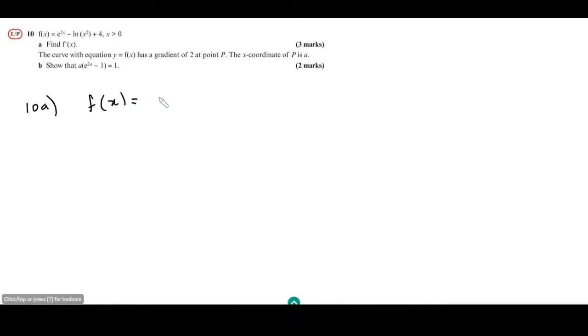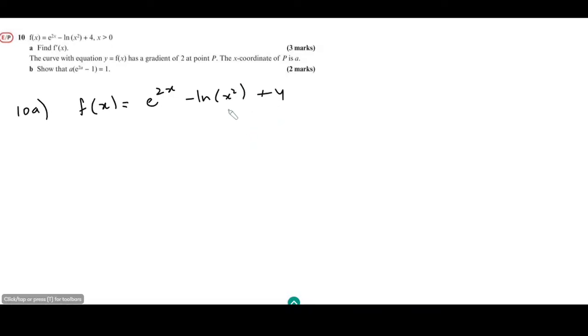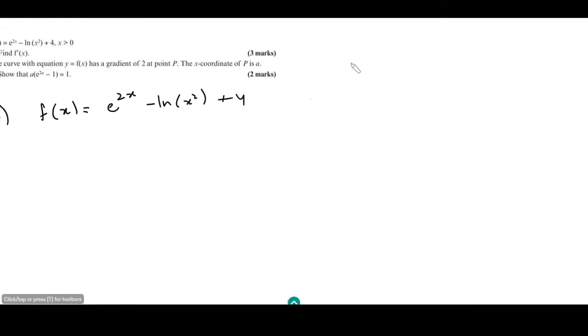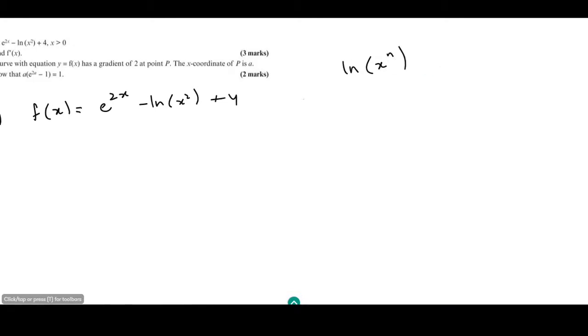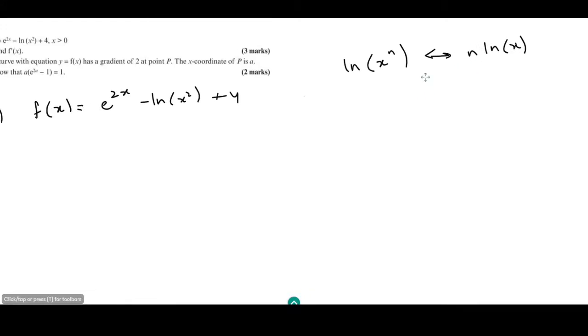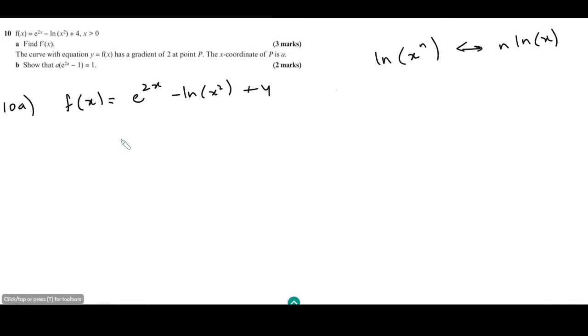If f of x is this quantity here, you currently don't know how to differentiate ln of x squared. You will see this using the chain rule later on. But for our example, we can manipulate this a little bit. Like I mentioned in the previous question, your log rules state that if you have ln of x to the power of n, you can bring out the power. So we have n times ln of x, and this works both ways. If you have n times ln of x, you can bring in the power. But in our case, it's more useful to bring out the power, so let's do that.